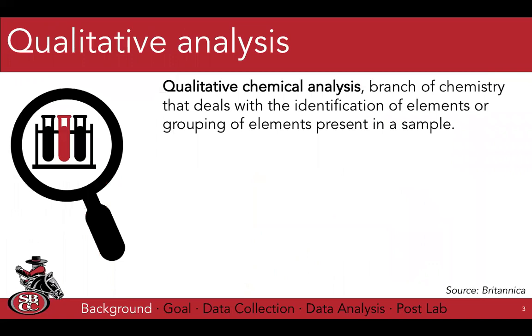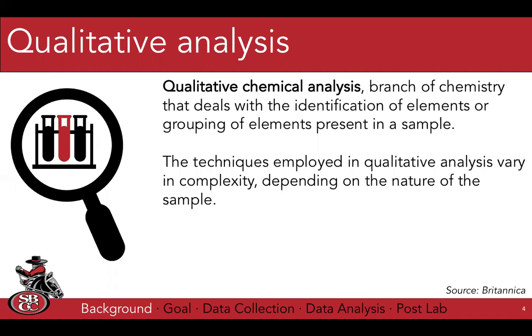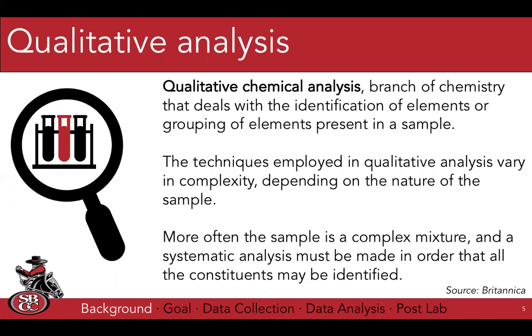All right, let's get into qualitative analysis. And first, let's just define it. Qualitative analysis is the quality of something, not the quantity of something. So qualitative chemical analysis is a branch of chemistry that deals with the identification, simply determining what's there, of an element or a group of elements in a sample. The techniques can be very different in complexity, and it depends on the nature of the sample, depending on how many different elements or analytes are found in one sample. And more often than not, the world is a complex place. When we collect some lake water and we're looking for a toxin, it's not going to be pure water and just the toxin.